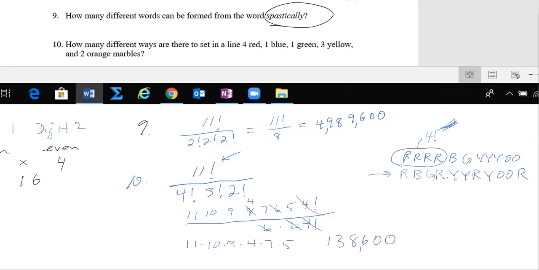13,860. Okay, so that's not as large as the 11 factorial. I mean, the 11 factorial is going to be huge. 11 factorial is, just for the record, 39,916,800. Okay, that was the 11 factorial. And so we divided out all of those duplicates, and we only got this many arrangements that are distinguishably different.